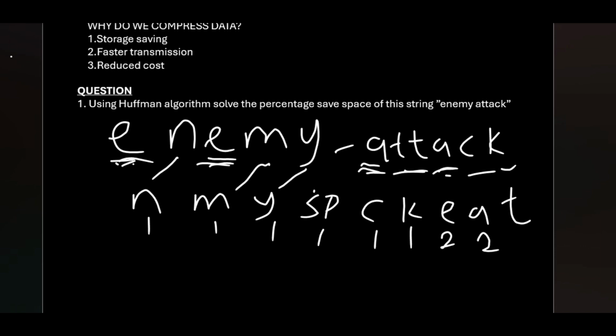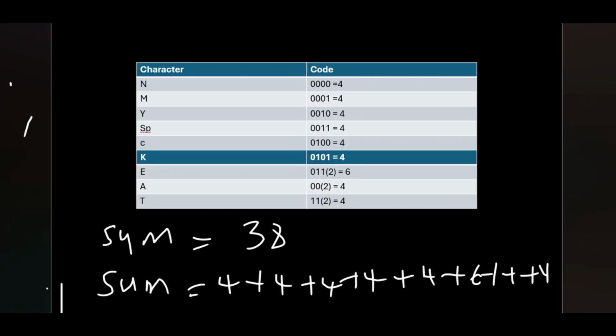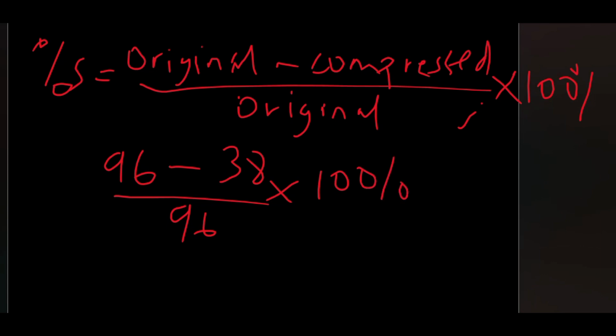So 12 by 6 gives us 96 minus the compressed. What is the compressed? It was 38. The sum gave us 38. So minus the compressed, which is 38, over the original, which is 96, times 100%. When we evaluate this, we are going to get the final answer to be 60.4172%. So this is the space that we've saved, right?